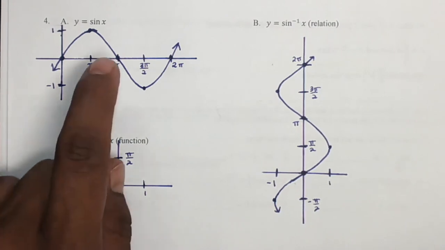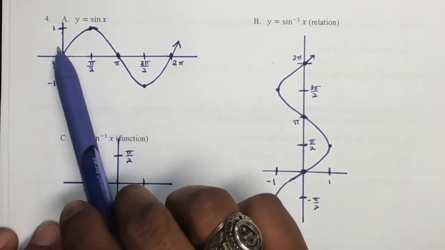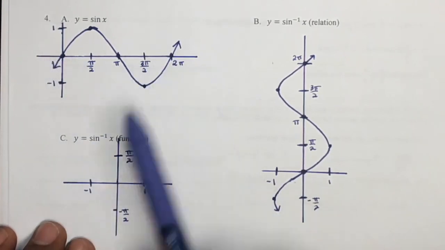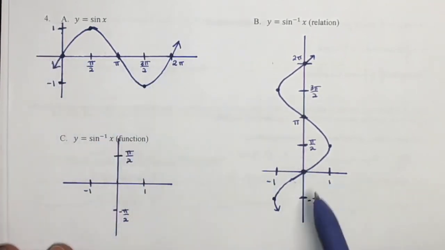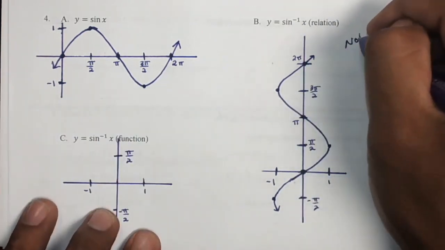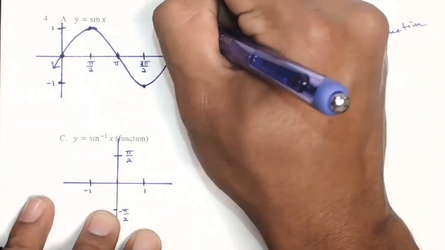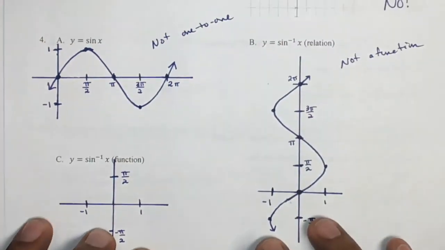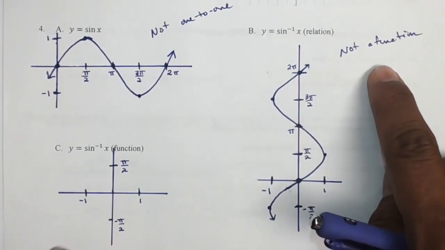Now the problem is that sine is not considered one-to-one because there's a repetition of y values. 0, pi, 2 pi all have repeating y's of 0. So this relation here is not a function. Again, the original function is a function, but this is not what we call one-to-one. So this is not a function.